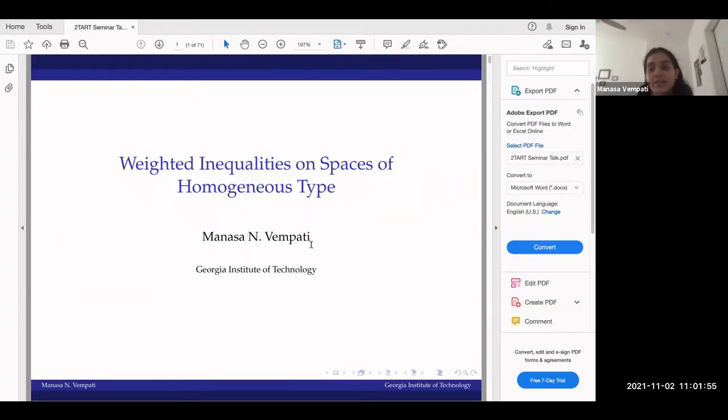I'll talk about certain weighted inequalities in the setting of spaces of homogeneous type. The inequalities that I'm going to talk about are for operators such as Calderon-Zygmund operators and some for commutator operators. Before I go any further, I'll introduce what a weight is, talk a little bit about the motivation for our work, and get to our results.